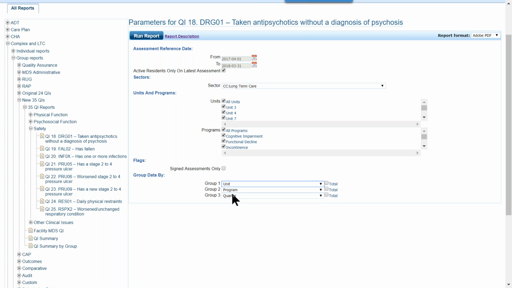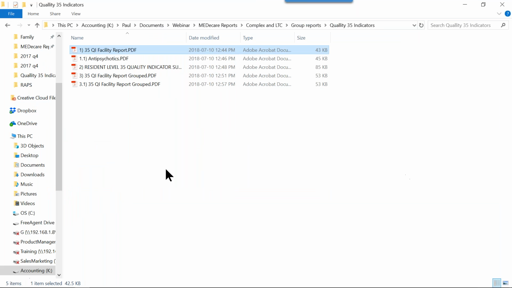I'm going to look at it by unit, but I'll turn off program. And I'm going to turn off quarter. And I want to get the totals for each of my nursing units, so I'll turn that on. Okay, nice, simple report. And then let's just take a look at that report here. Okay.